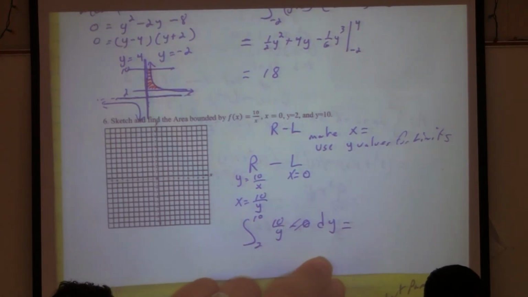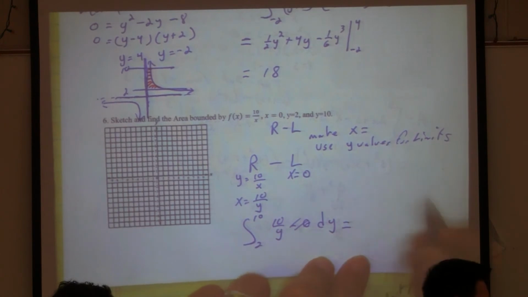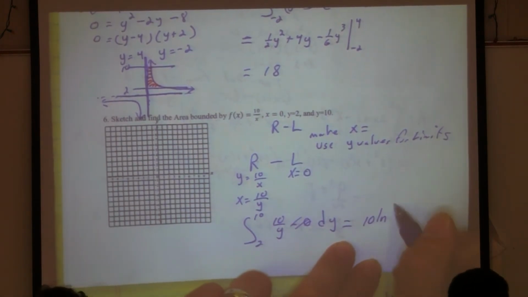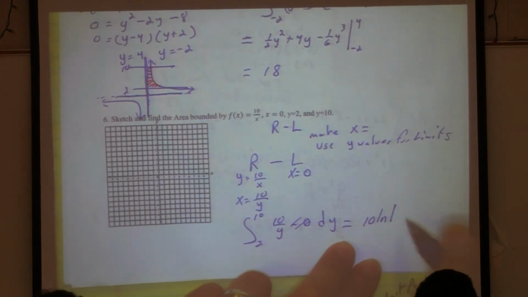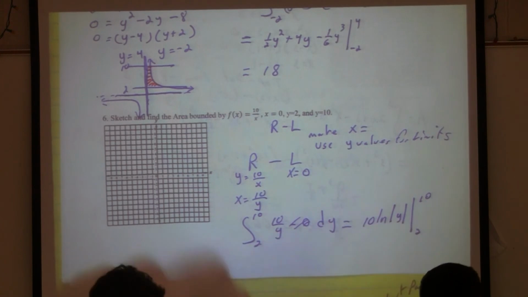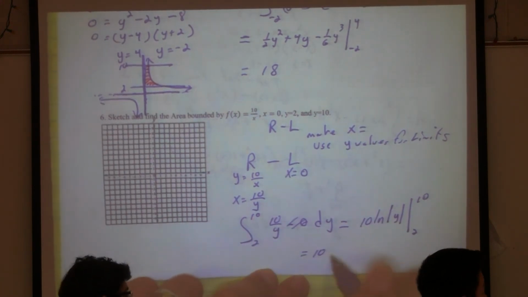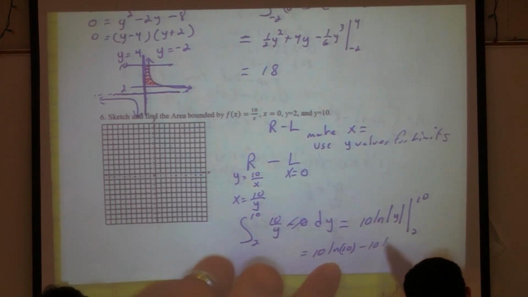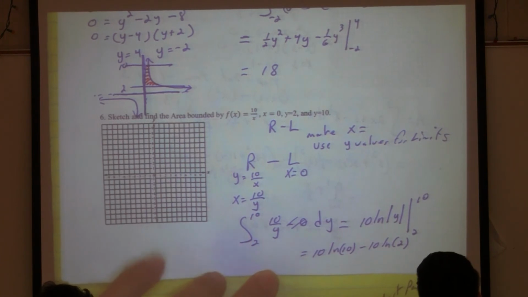10 over y, take out the 10, so what does it look like? 1 over y, what's the integral of 1 over y? ln. 10 ln absolute value of y evaluated from 2 to 10. Come on guys, forgot your integrals. So 10 ln of 10, right? Minus 10 ln of 2. We can take off the absolute value because we already made those values positive.